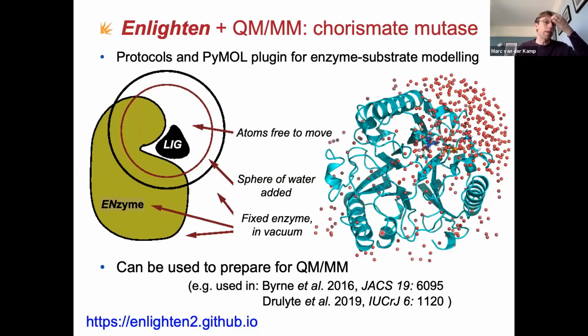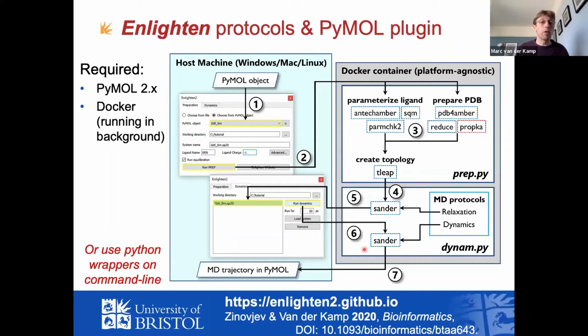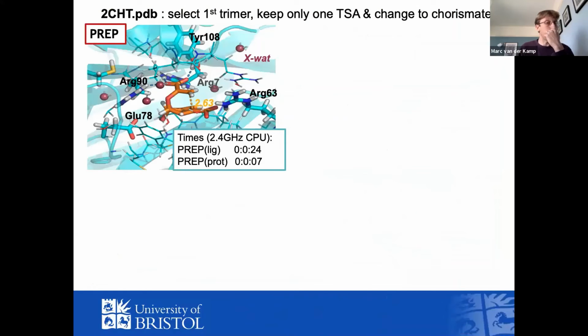So if you're interested in these Enlighten methods, then I'll point you to the website and this publication where the process is outlined, and I won't go into detail now. It's really to get people into simulation if they are not comfortable with using the command line, because you can set up your system through a PyMOL plugin. But perhaps for people like you, you can also use these Python wrappers to help automate the processes when you set up a system. So we'll be using this in this case.